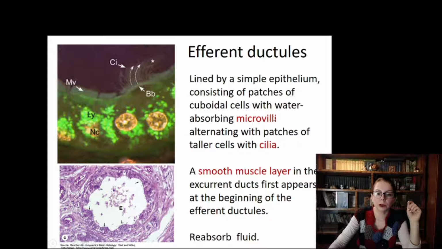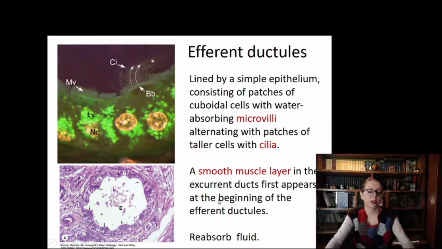Notice that because those two types of cells in the epithelial lining have different heights, the epithelium has a wavy superficial line. That's because cells are irregular in height. Okay, so the general function of efferent tubules is to reabsorb the fluid.